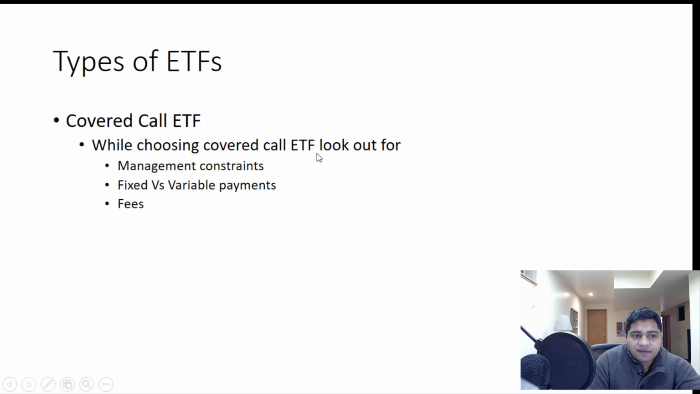While choosing a covered call ETF, you have to look at management constraints. If there are any management constraints, then there are fixed or variable payments. Fixed payments may erode your principal, because if the premium is not enough, the manager would have to sell the stock to give you payments. Variable payments don't erode principal, but then the payments would be variable. And also check the fees, but generally fees are quite competitive as compared to doing the covered call option on your own.